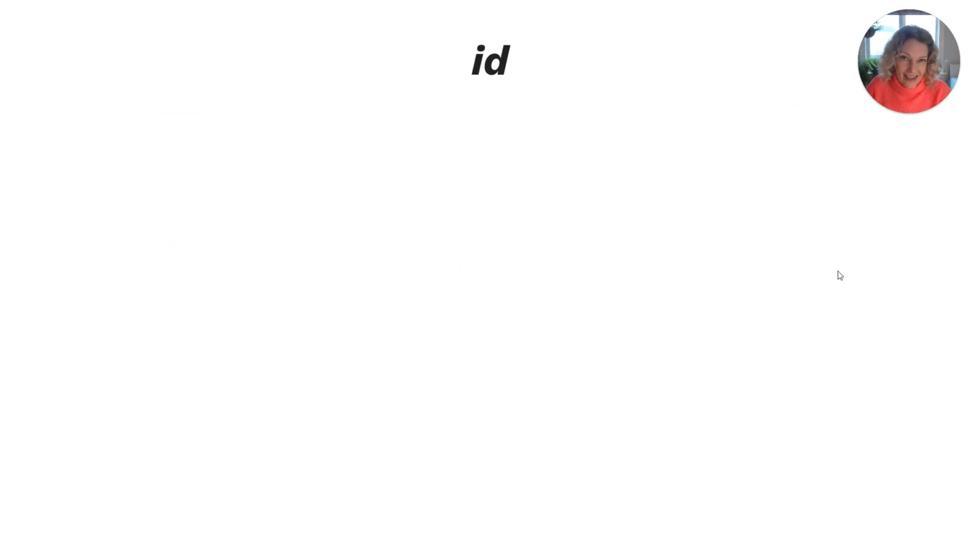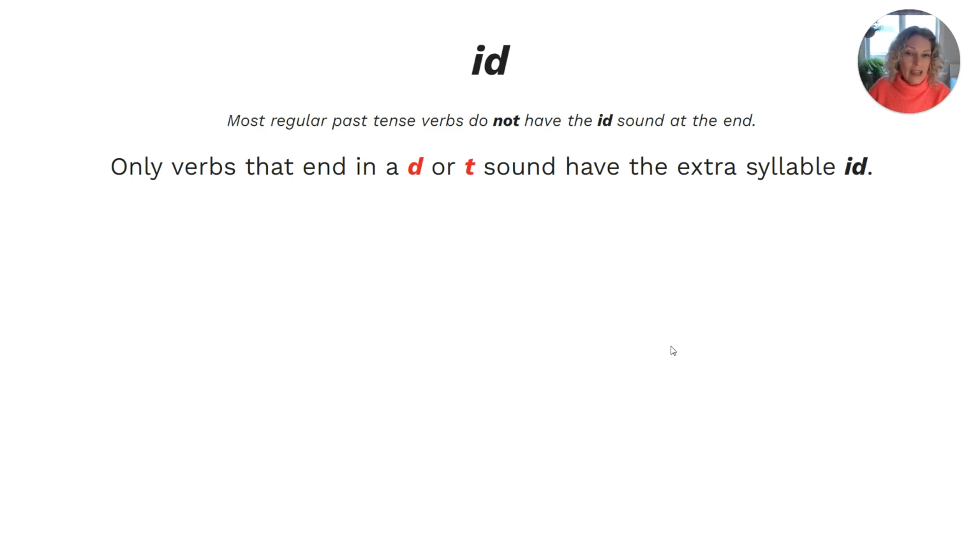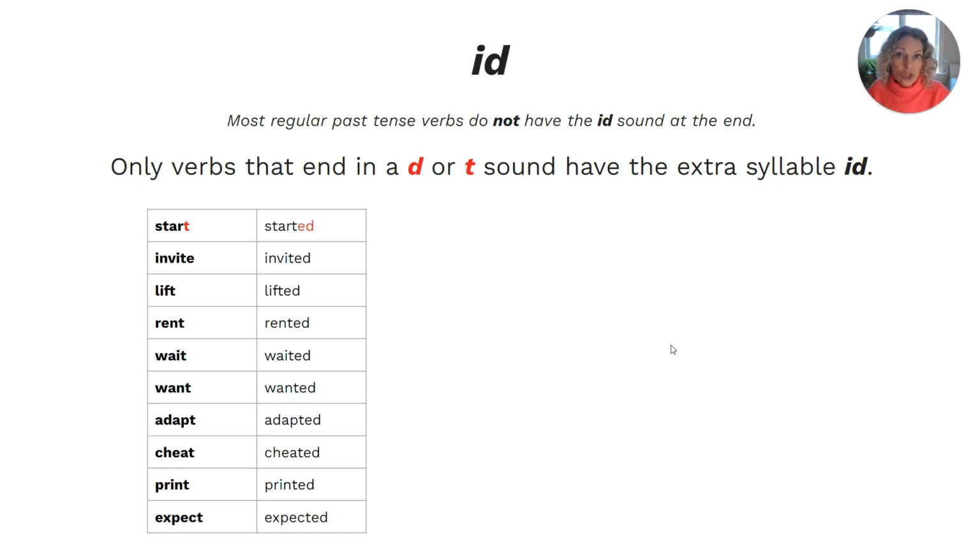So the mistake that students make with regular past tense verbs is they add that extra syllable to all of the past tense verbs. And that's not correct. Actually, most past tense verbs should not have an "id" sound at the end. Only verbs that end in a D or a T sound should have the extra syllable "id." So for example, "start," that verb ends in a T, so we do need to add the syllable "id" in order to pronounce the word.